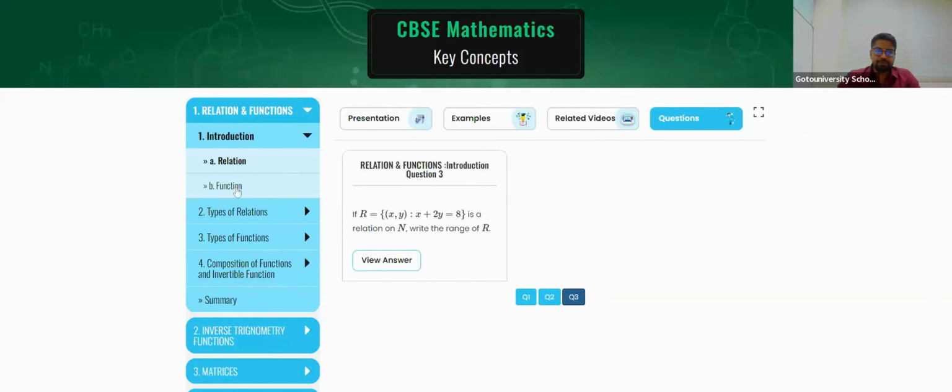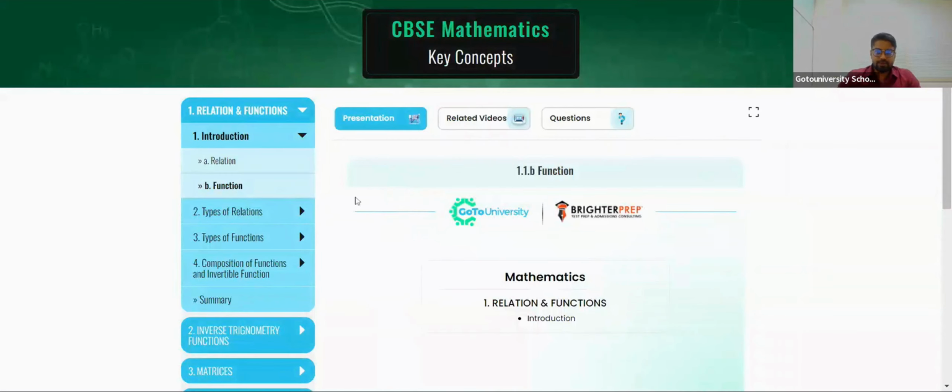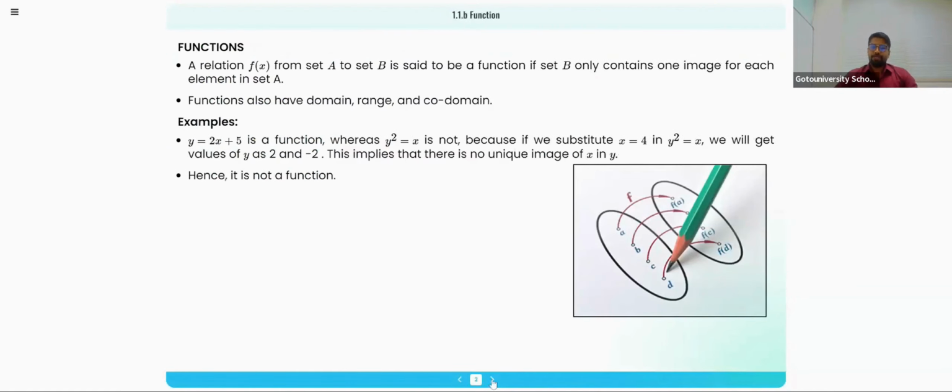Now let's move on to function. Okay, what is a function? This is new. We did not discuss much about this in the 11th standard. So what is a function? A function is also a relation. So remember this word. Function is also a relation. So what do you mean by this? This is a special type of relation where we have a rule.